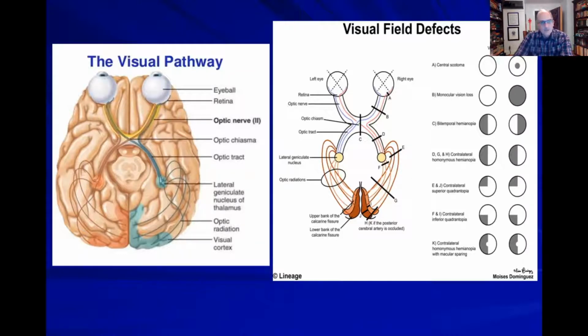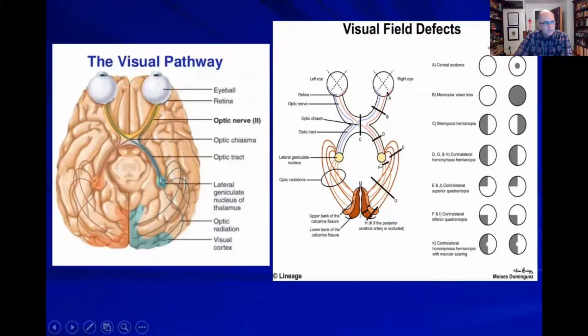So as a couple examples, E represents those optic radiations that swing out into the temporal lobe. And so if you have a temporal lobe lesion out there, you get this characteristic visual field deficit, or this pie in the sky deficit, a superior contralateral quadrantanopsia.